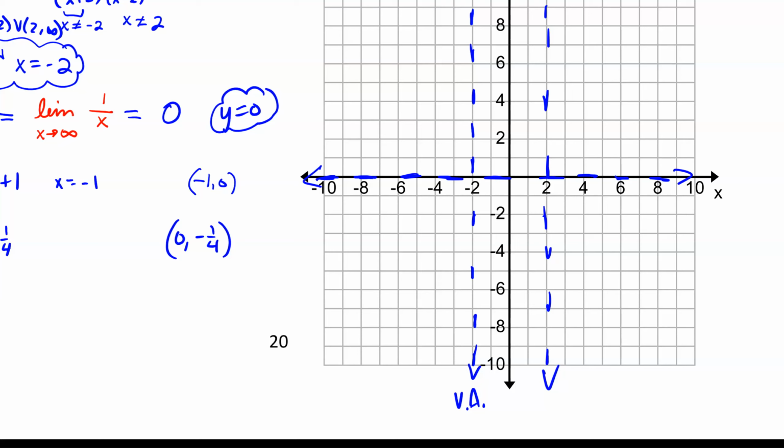Okay, let's do this. All right, so I have a couple points. I have an x-intercept, -1, 0, and 0, -1/4. So that's about right here.